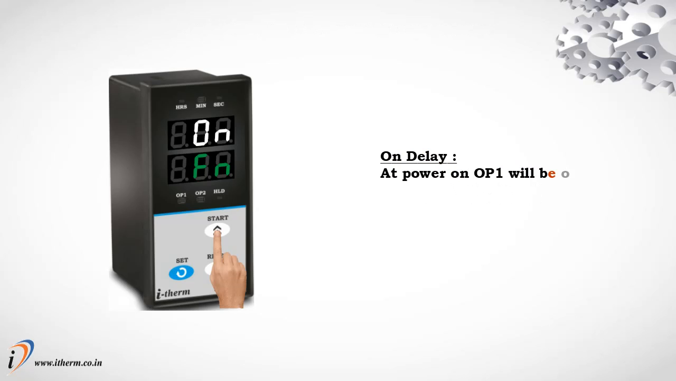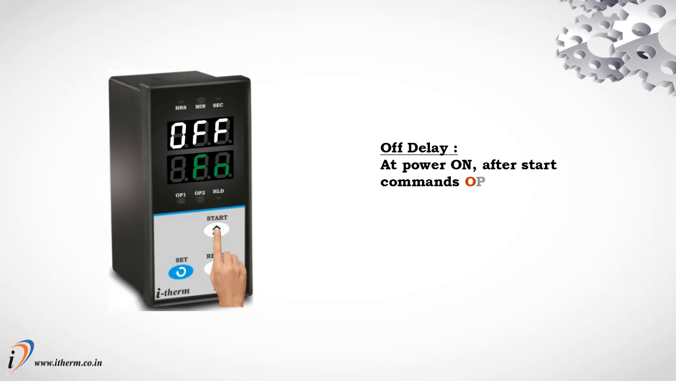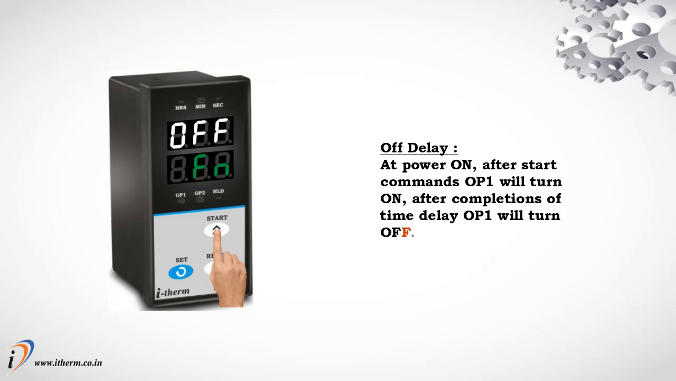On delay. At power on, output 1 will be off. After start commands and completions of time delay, output 1 will turn on. Off delay. At power on, after start commands, output 1 will turn on. After completions of time delay, output 1 will turn off.